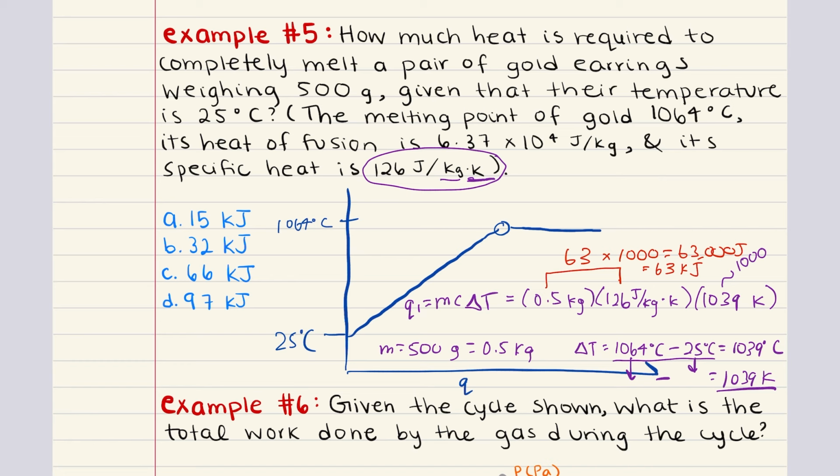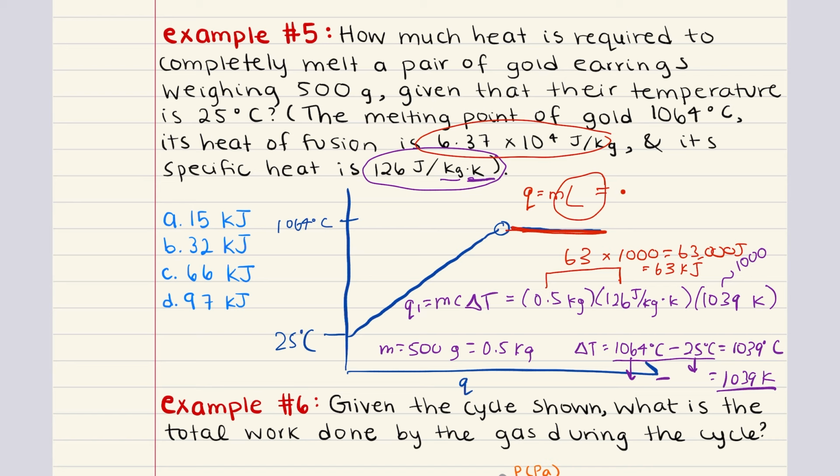What about the heat required to melt the gold? So we want to calculate the heat for this segment now. To do that, we're going to be using our equation Q is equal to mL. Here, m is the mass of the substance, L is our latent heat. Here it's going to be that heat of fusion that we're given, which is equal to 6.37 times 10 to the 4 joules per kilogram.